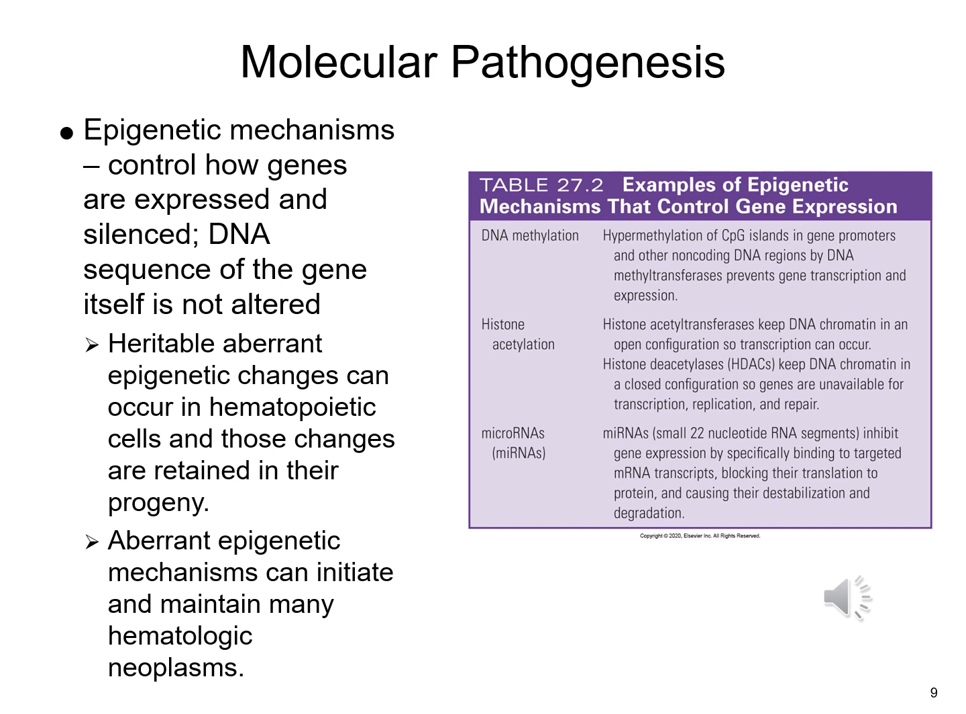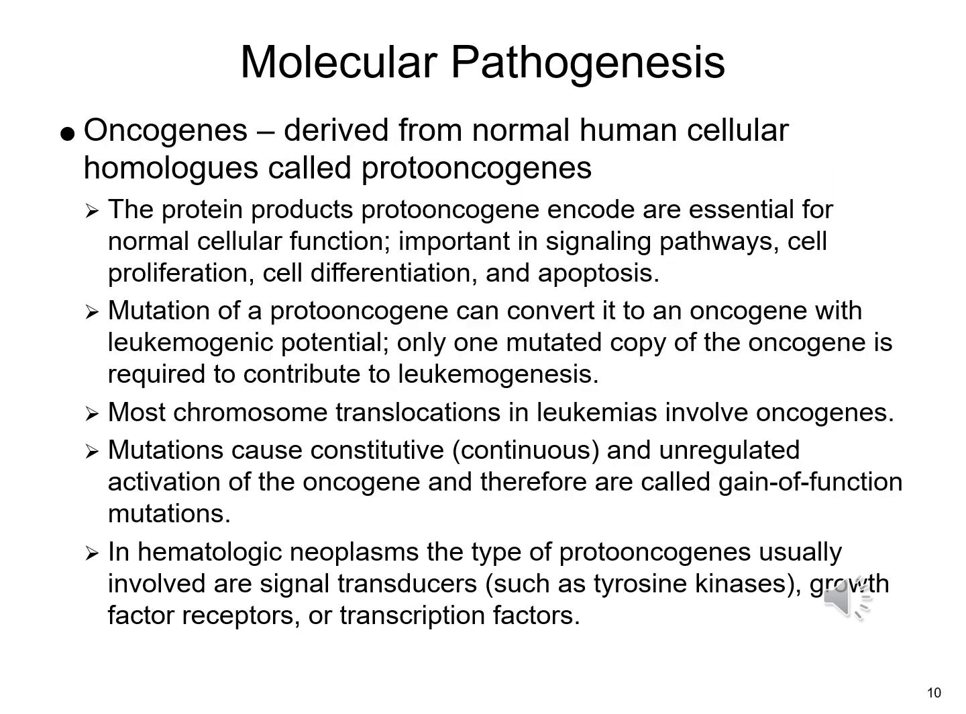Aberrant epigenetic mechanisms can initiate and maintain many various hematological neoplasms. Oncogenes are derived from normal human cellular homologues called proto-oncogenes. They are essential for normal cellular function, and they're very important in the signaling pathways, cell proliferation, cell differentiation, as well as apoptosis. Now, if you have a mutation in the proto-oncogene, it can convert it into an oncogene with a leukemogenic potential. Only one mutated copy of an oncogene is required in order to contribute to leukemogenesis.